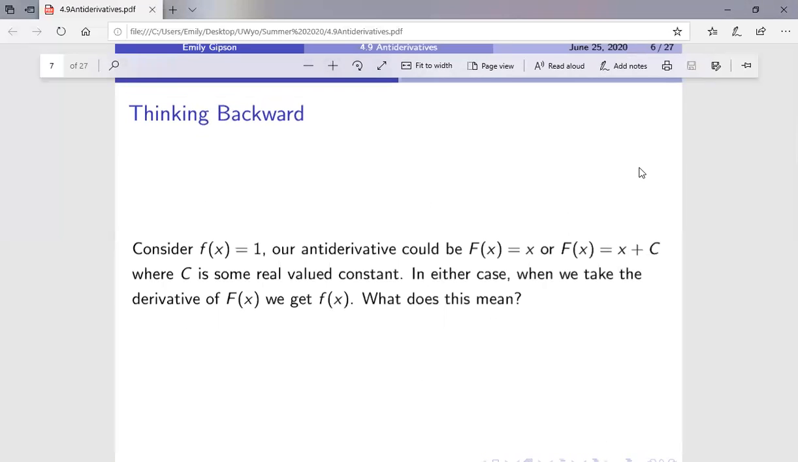So consider lowercase f of x equals 1. Our antiderivative could be capital F of x equals x, or capital F of x equals x plus some constant c. And c is going to be real valued, so no imaginary numbers. It's got to be a real number, but it can't depend on x. In either case, when we take the derivative of capital F of x, we get lowercase f of x. But what does this mean exactly?